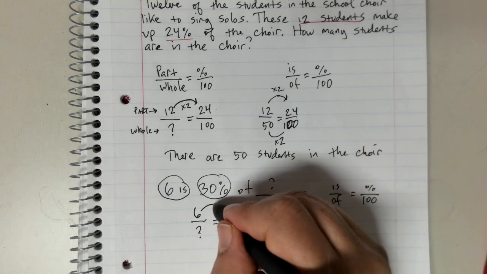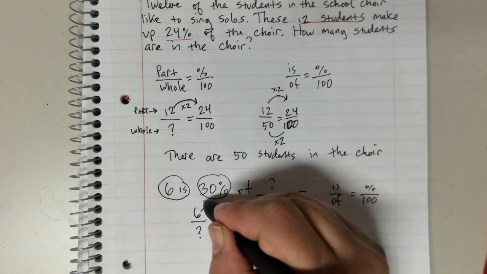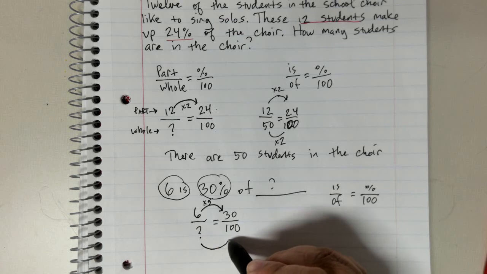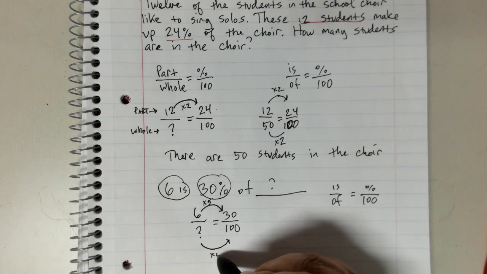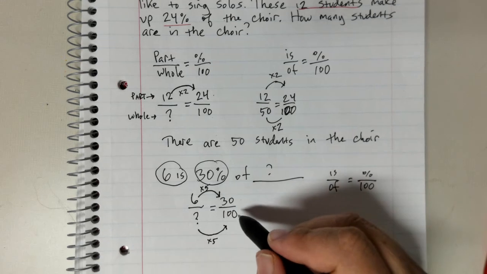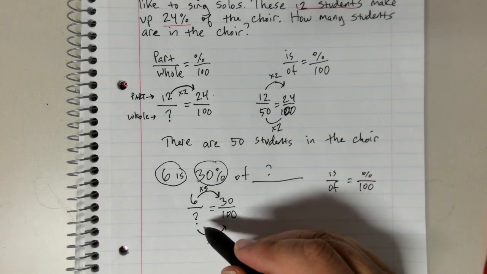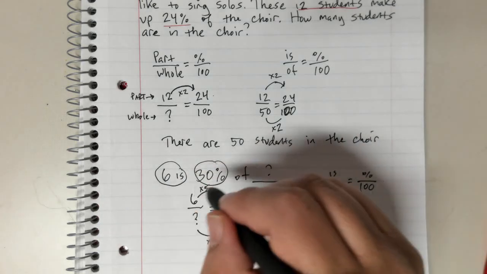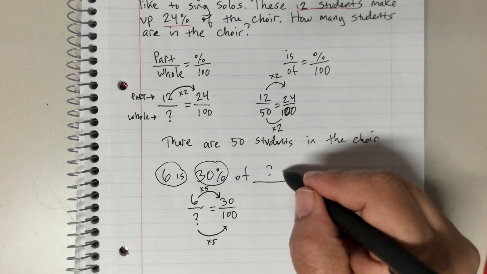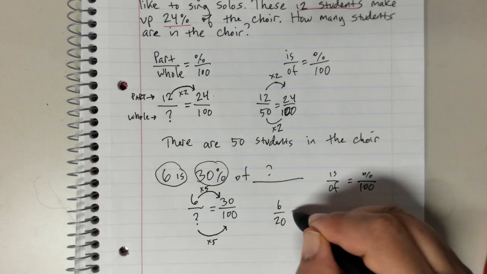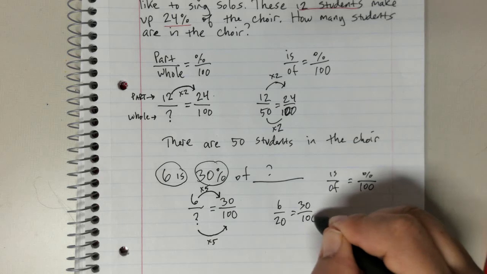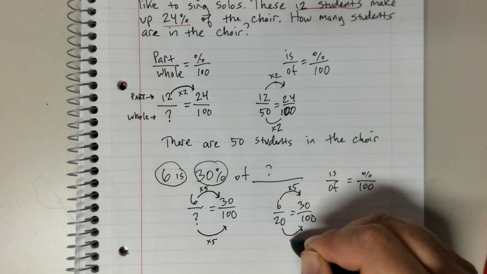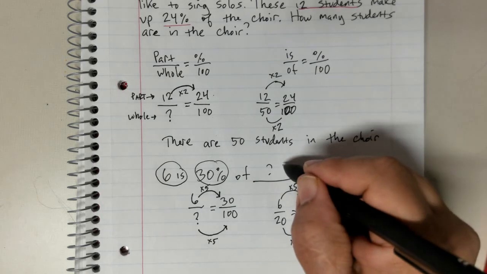So now we can use proportional reasoning. 6 times what is 30. And then here is what times 5 is 100, or we can say 100 divided by 5 is going to be our answer. So we know that 6 is 30% of, and our answer is going to be 20. So we can check our work. This works. Have to do the same to have it proportional. So our answer is 20.